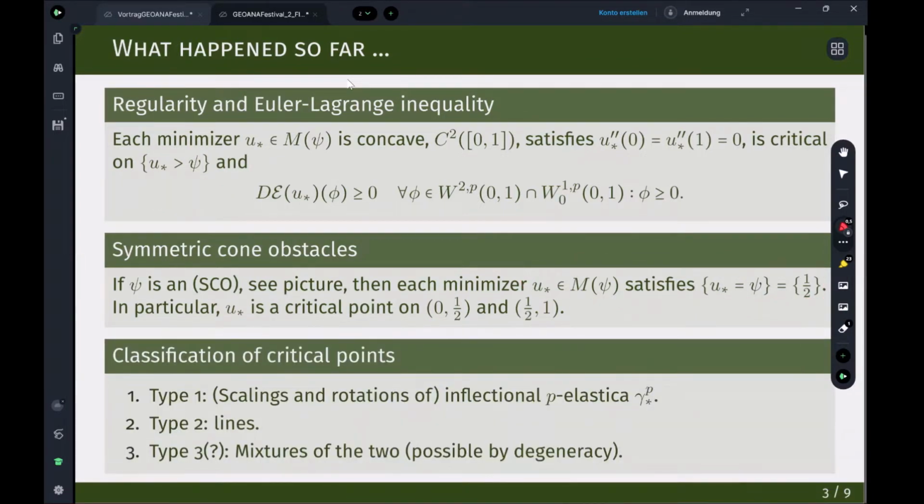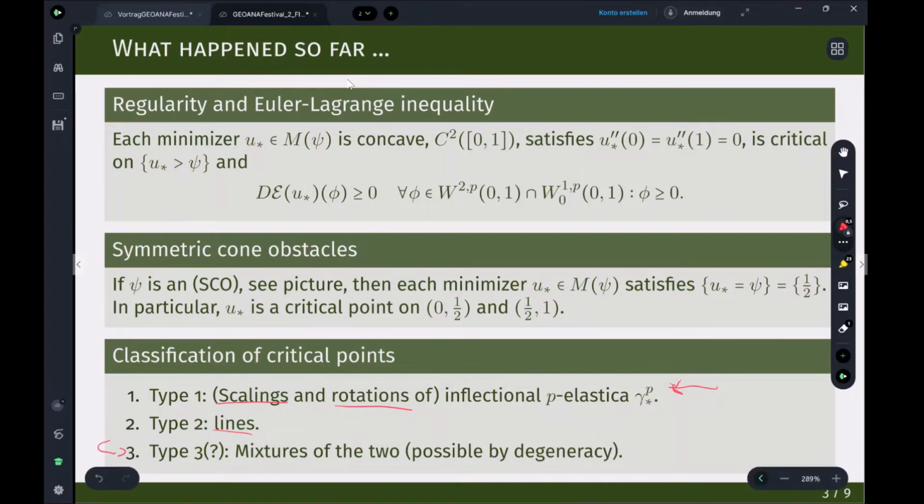And this leads to the question of how the critical points can be classified. Last time we got three possible types of critical points, namely an inflectional p-elastica, a wave type curve, and pieces of that, and scalings and rotations of those pieces. Another possible critical point could be lines. And now, because of the degeneracy, I have a problem in this case where p is not equal to 2.